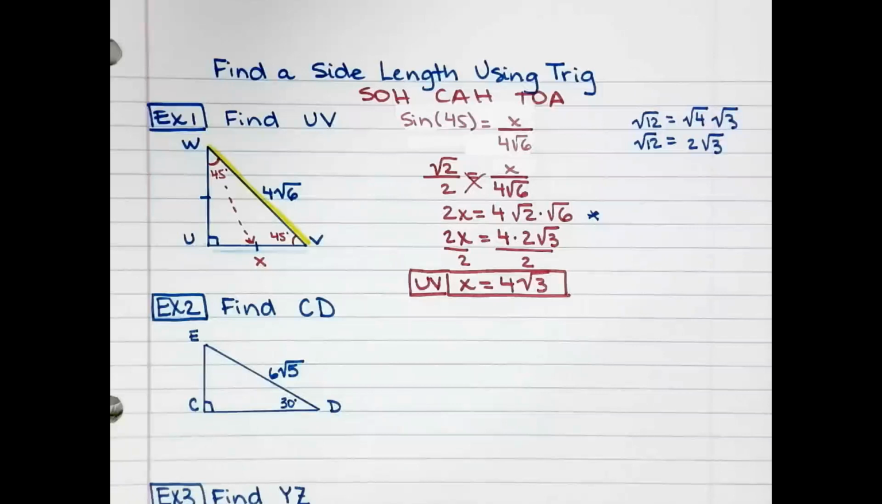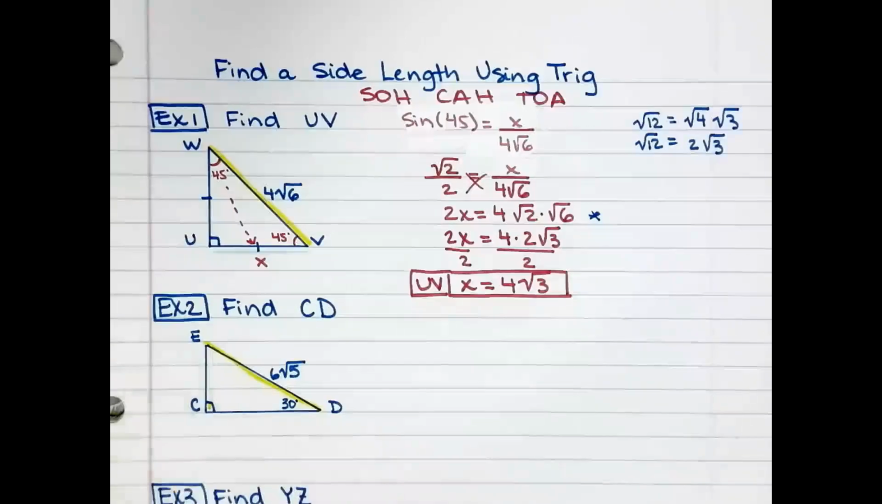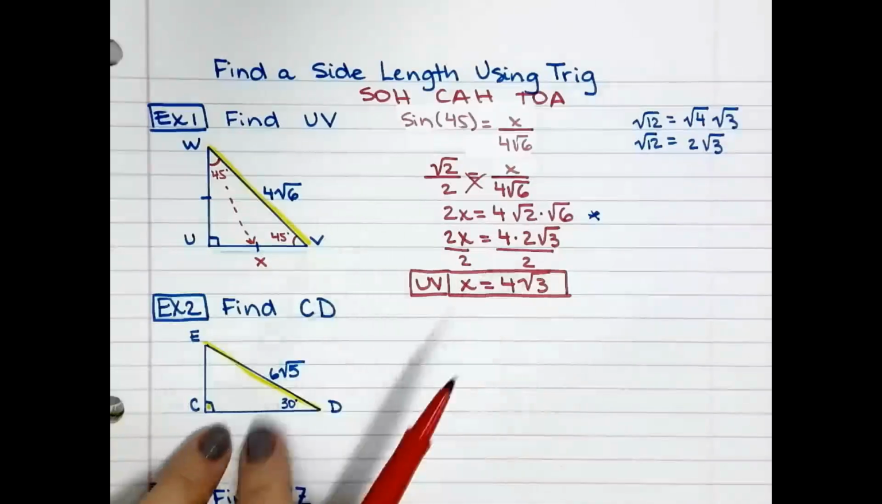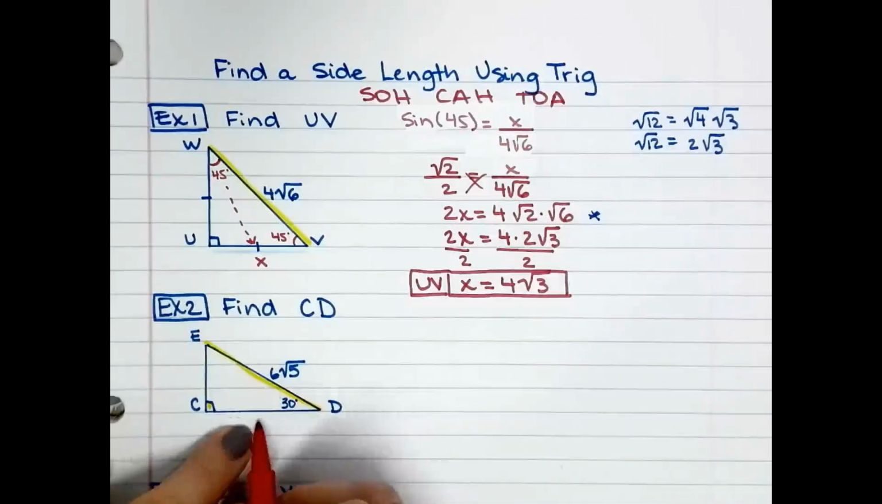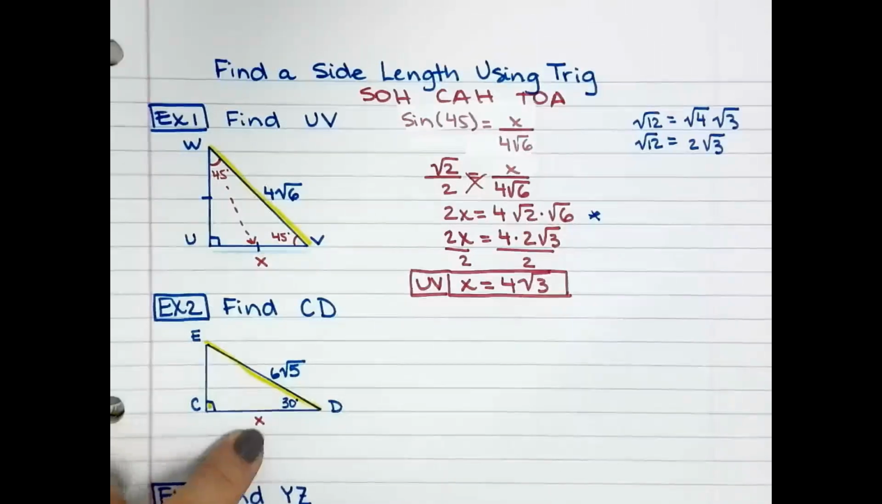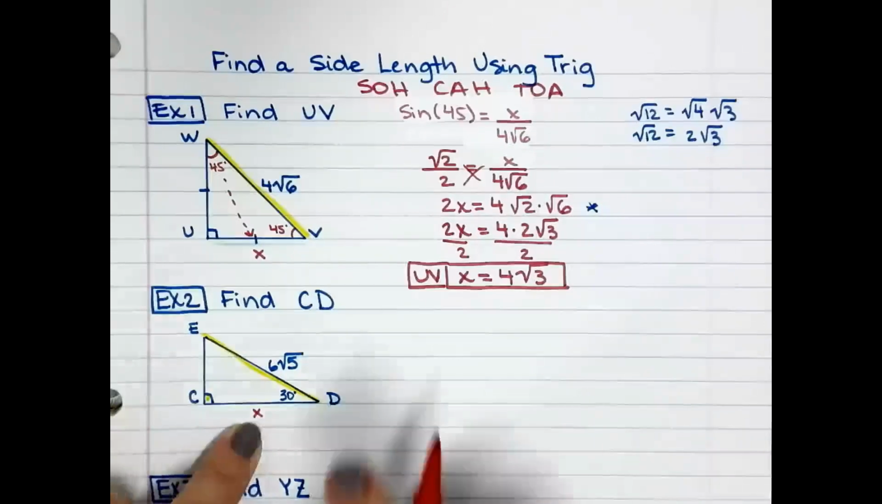So the next one is a 30, 60, 90 triangle. And you know I like to highlight the hypotenuse right there, right across from 90 degrees. So we're going to go the same style as we did in the first example. It's asking for CD, or side E. We're looking for that one. Okay, we're just going to call it x because it's easier that way.